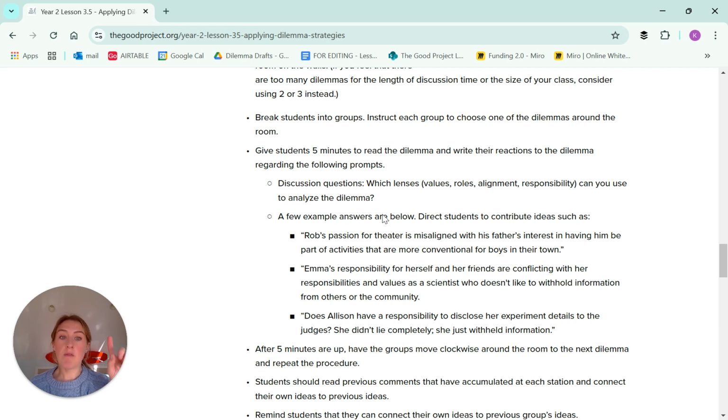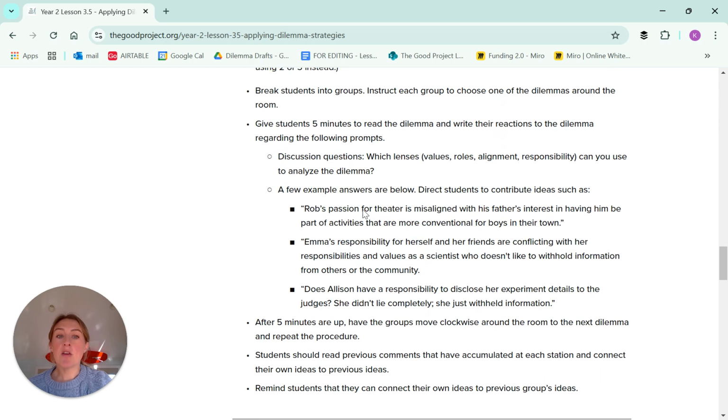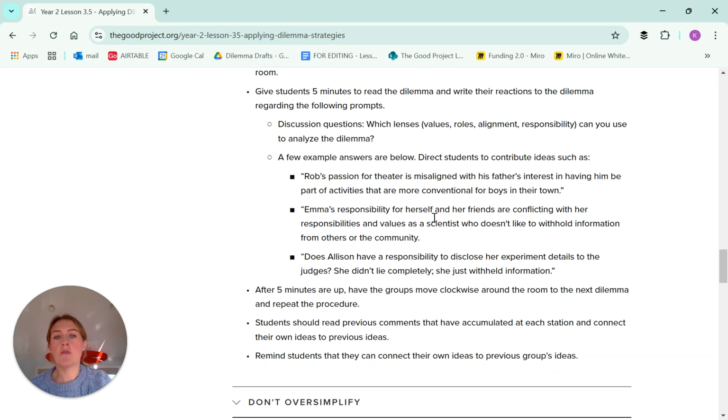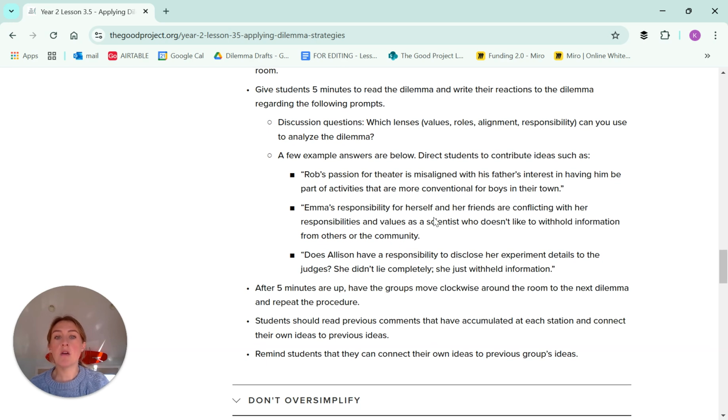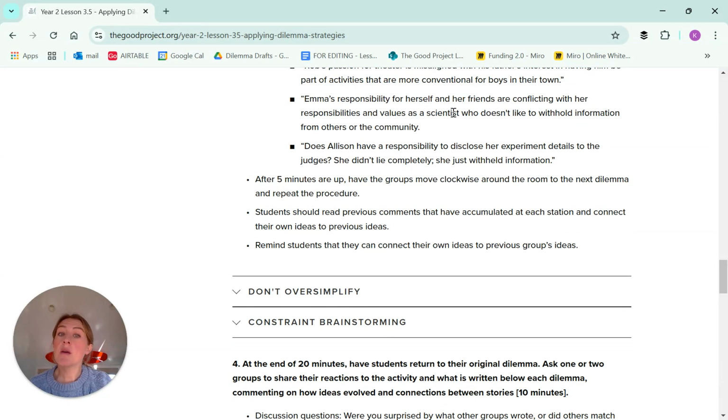And they've just gone over values, roles, alignment, and responsibility. Here are some examples. Rob's passion for theater is misaligned with his father's interest, or responsibility to her friend, or to Emma's friends, or conflicting with her responsibilities and values as a scientist. You can share these with them so that they can understand what's expected of them and what types of things they should be writing down as their reaction to the dilemmas.